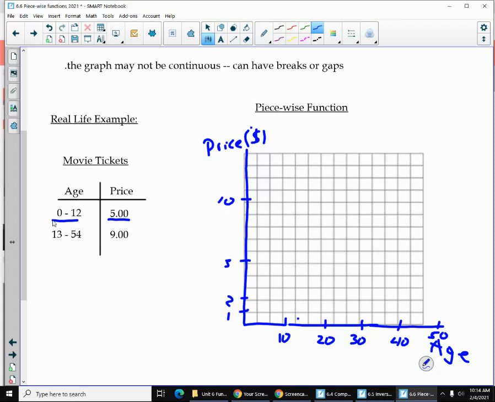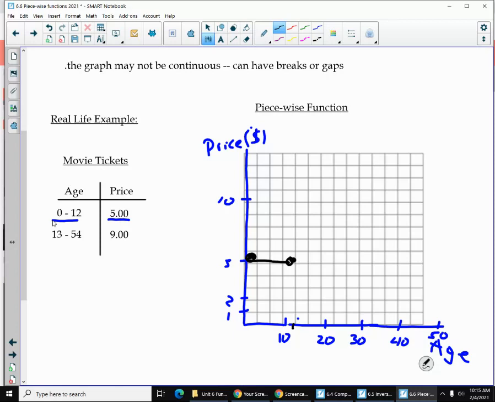Okay? Now, how do I graph this? From 0 to 12, you are paying $5. So 0 to 12. 12 will be somewhere here, and you are paying $5, which is this. Both of the ends are going to be solid, and I will talk about it later. So the graph looks like this.